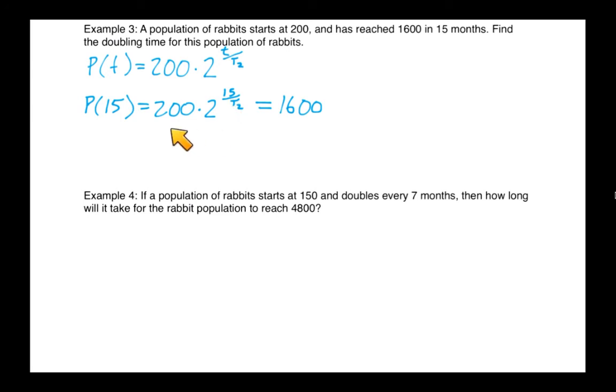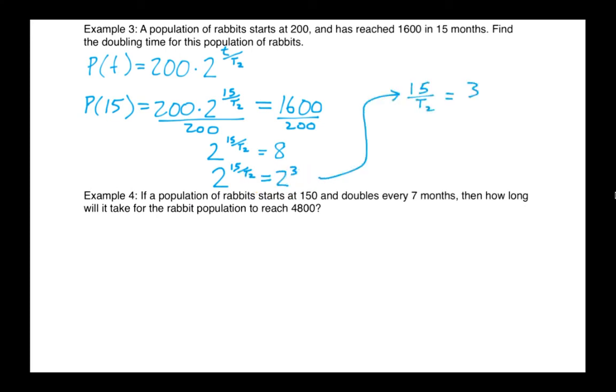So I'm going to start in the same way that I did in the last example. I'm going to divide both sides of this equation by a constant. So I'm dividing both sides by 200. The reason I want to do this is because it allows me to isolate this exponential part. And you should be able to recognize at this point that 8 is a power of 2, and it's 2 cubed. Now, because we have the same base on both sides, we can equate the two exponents.